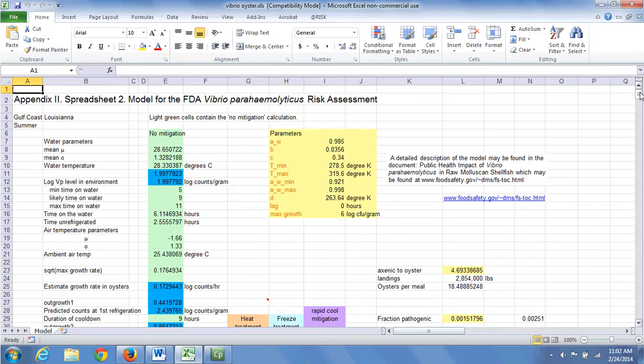And they might also want to know that I'm looking at several different risk mitigation measures. We're looking at a heat treatment, a freeze treatment, and a rapid cool mitigation. So maybe that's all you know early on, but the risk managers have to tell the risk assessors that this is the information I need. I want to know how many people are getting sick, how many would get sick if we used a heat treatment, how many would get sick if we used a freeze treatment, and so on.